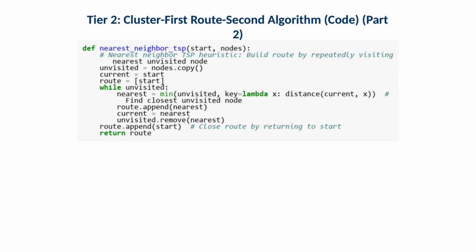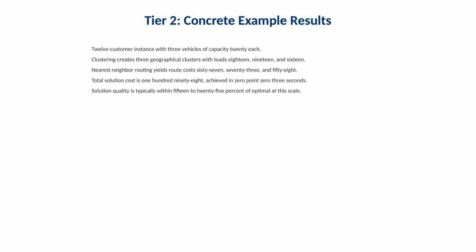In the Tier 2 example, a 12-customer problem is solved with 3 vehicles of capacity 20 each. The clustering phase creates 3 geographical clusters with loads 18, 19, and 16. Within each cluster, a nearest neighbor route is built, producing costs 67, 73, and 58 for a total cost of 198. The key lesson is that this is achieved in 0.03 seconds, while exact methods can take many minutes or longer.